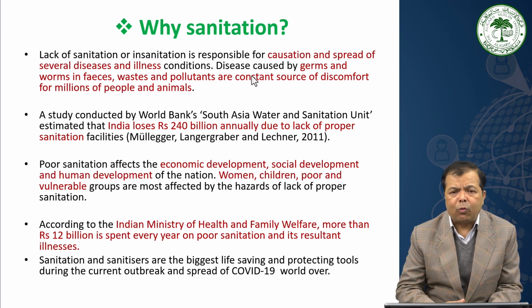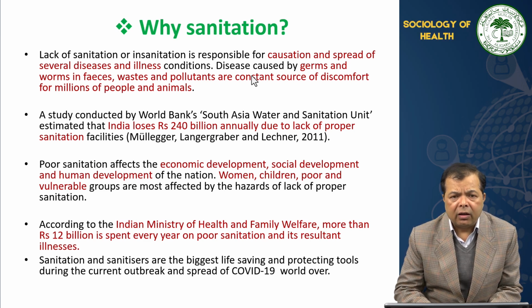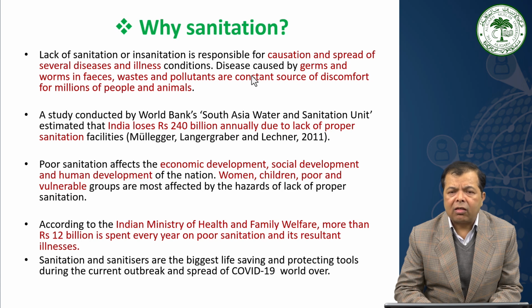So I have included some of these points, and we have also included some of the figures here collected from various agencies, right? A study conducted by the World Bank South Asia Water and Sanitation Unit estimated that India loses rupees 240 billion annually due to lack of proper sanitation facility. This is a huge amount. Now you may think, how is India losing this much because of lack of sanitation facility? Because of lack of sanitation facility, India has the burden of communicable disease, right? And because of the communicable disease, there is huge impact at multiple levels.